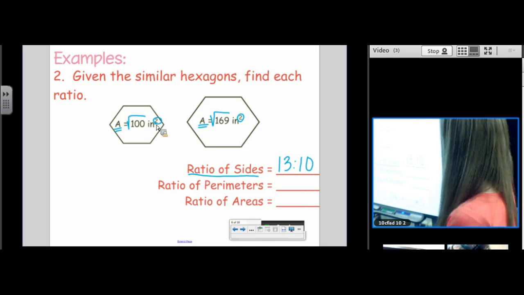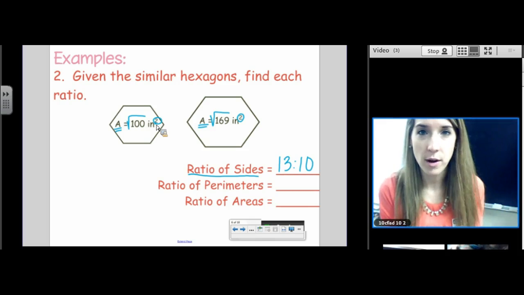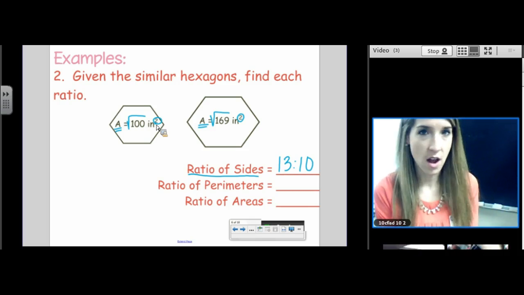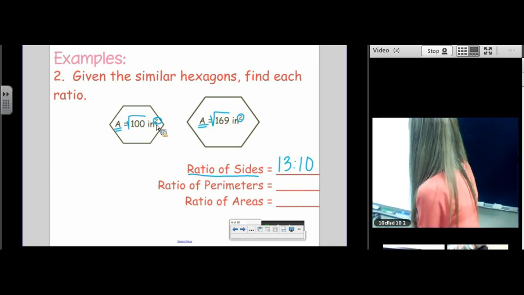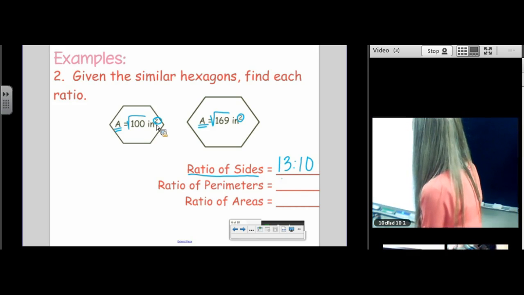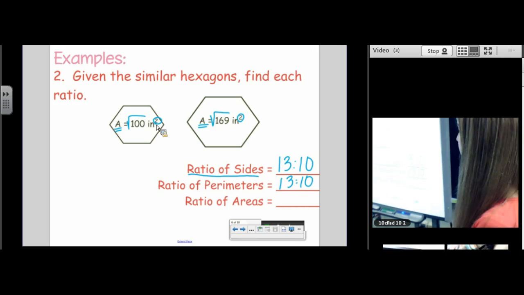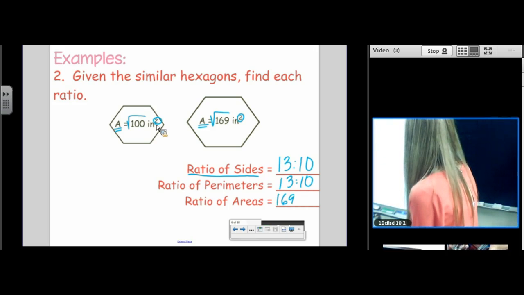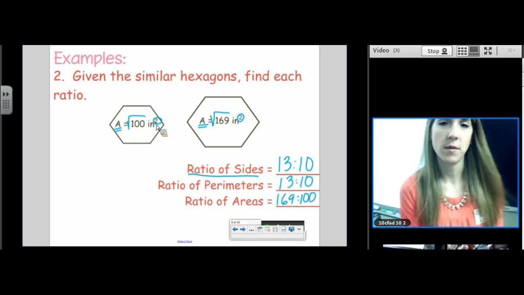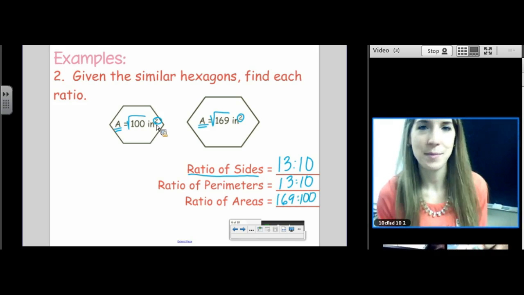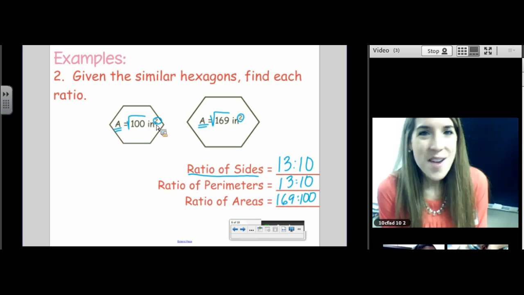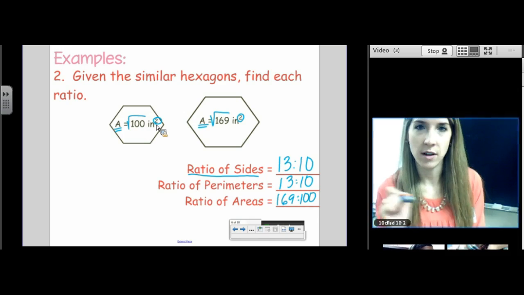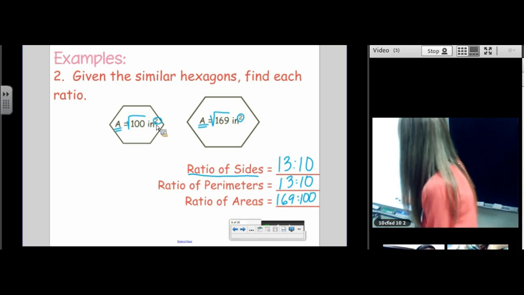The ratio of their perimeters. Are we actually finding a perimeter? No, absolutely not. We know that perimeter is one-dimensional. And finally, the ratio of the areas was given to us, so we're not doing any work here. We're just grabbing those from the problem. Did we use apothem times perimeter divided by 2? No, because these are similar figures.